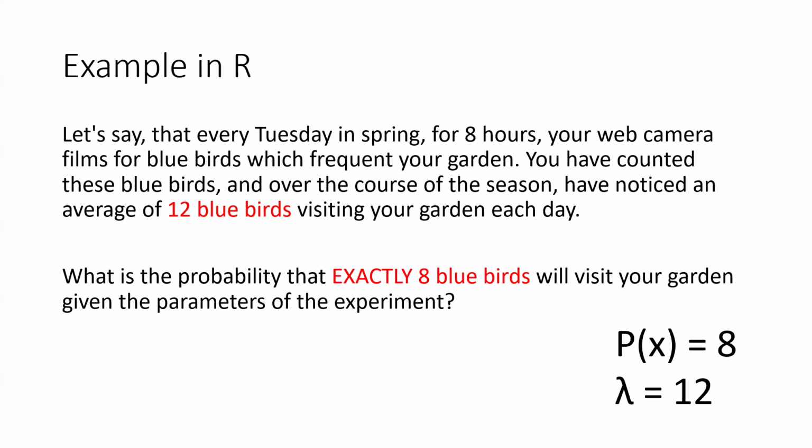So we're assuming that the phenomenon, whatever it is that is the underlying phenomenon as it relates to generating these observations, will remain static across the season. So we're not looking at spring to summer, summer to winter, and so on and so forth. This is just a single season. All right? So exactly 8 bluebirds, given we typically see an average of 12 bluebirds every 8 hours that our webcam is set.